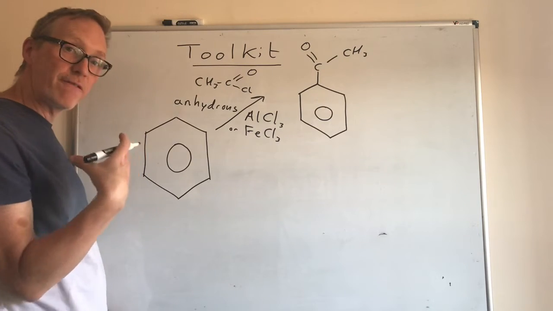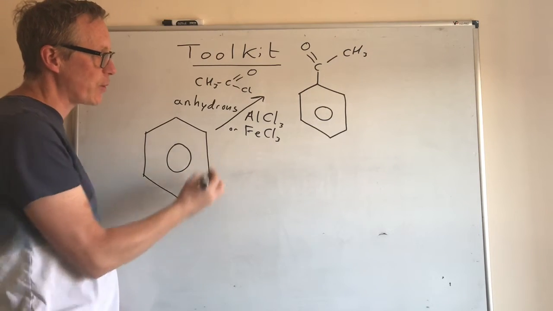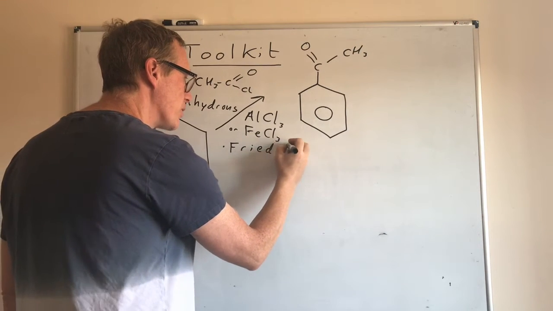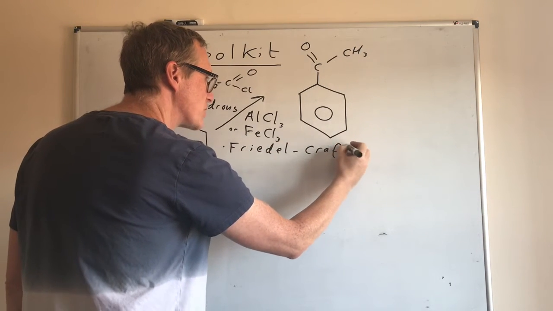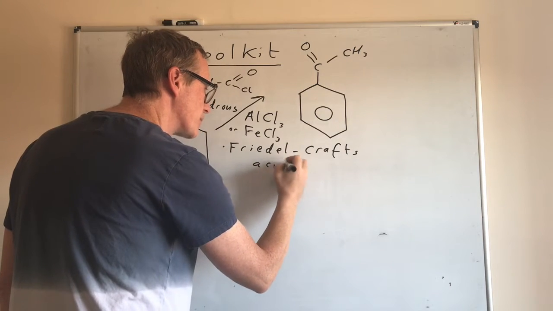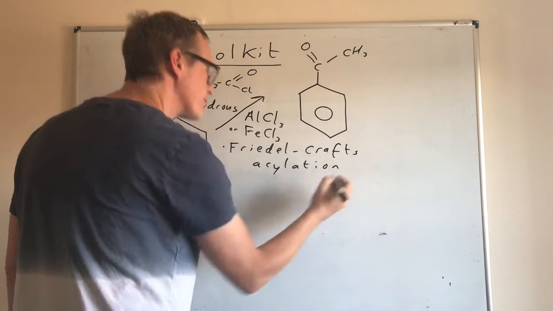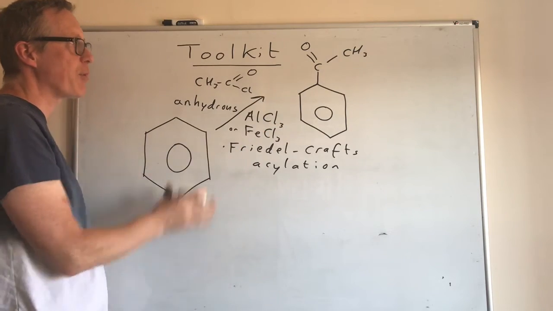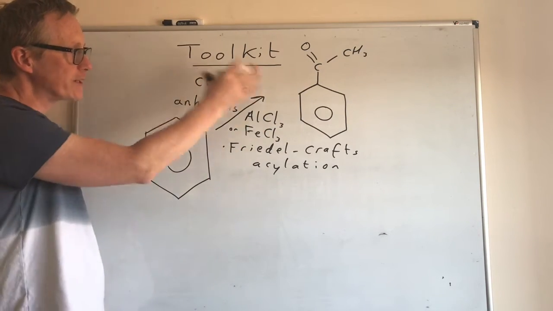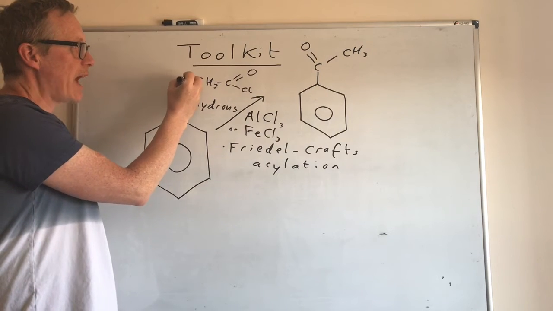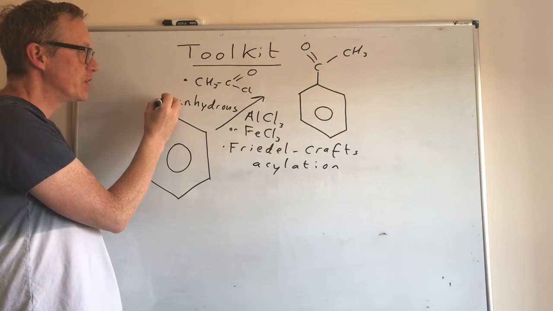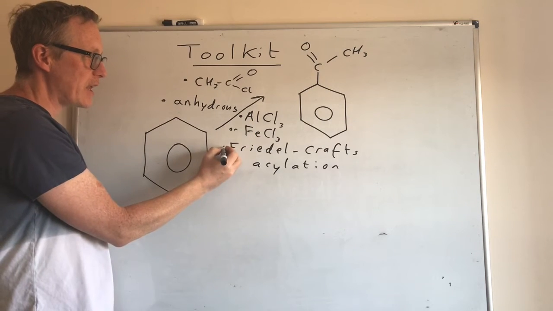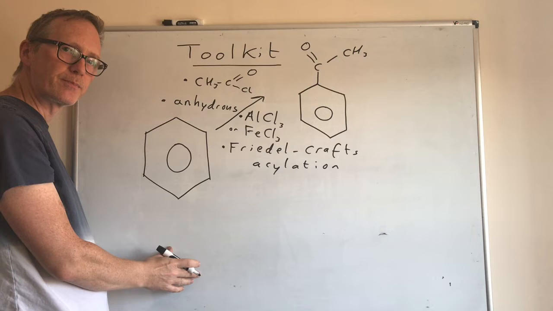Now if I wish to add further detail, I might also add underneath that this is described as Friedel-Crafts acylation. So just on one arrow on my mind map or my toolkit, I get quite a lot of information. The reactant, the conditions, anhydrous and in the presence of a catalyst, and the classification of the reaction.